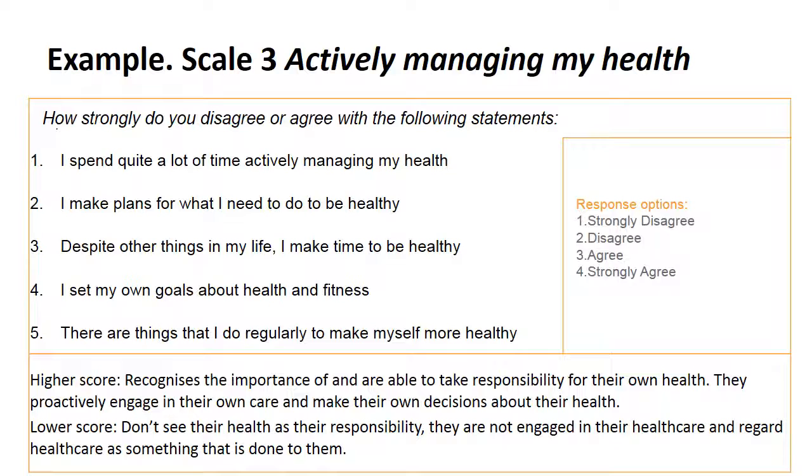So these 9 different scales each comprise between 4 to 6 questions, so there's 44 questions in total. The HLQ is divided into 2 parts, and this is an example here of a scale from the first part of the questionnaire. So people are asked to say how strongly they disagree or agree with the following statements. So you can see the response options on the right hand side ranging from strongly disagree, disagree, agree or strongly agree.